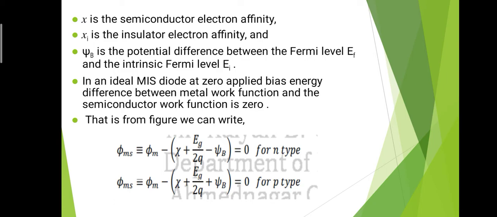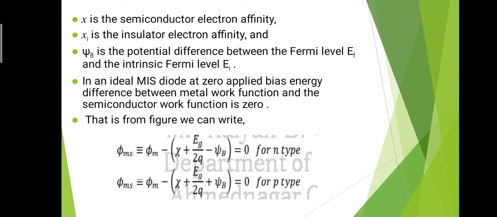This is the property of the MIS diode. Up to this we have considered only the different terms which are used for the study of the energy band diagram for the MIS diode. But when we consider the ideal MIS diode, then if the applied voltage is 0, the energy difference between the metal work function and the semiconductor work function is 0.